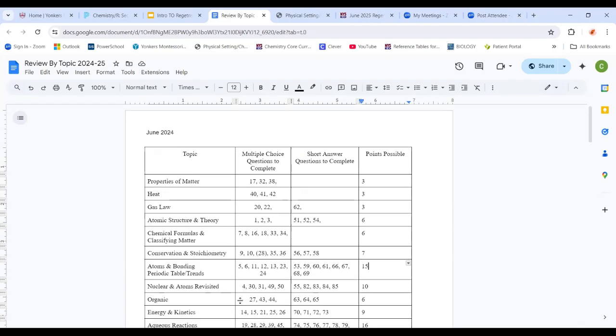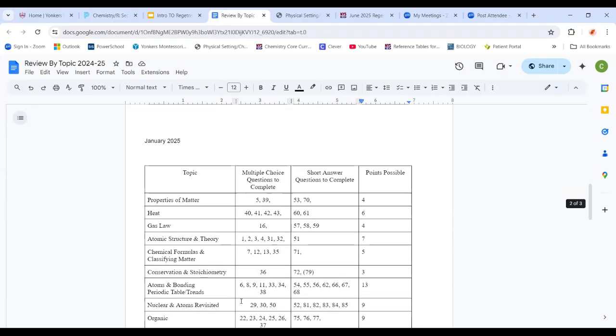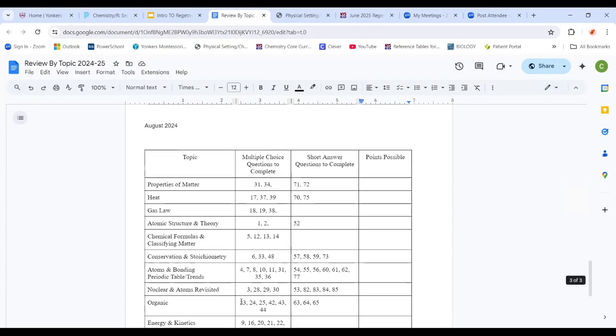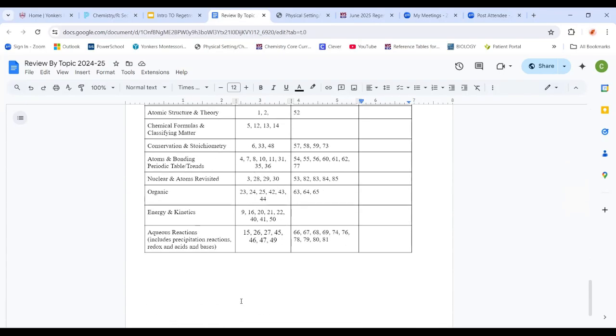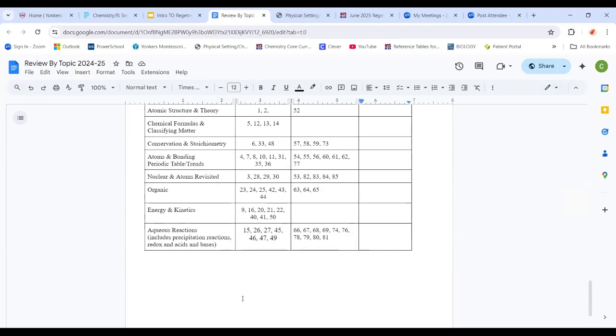This is for the last three regions, June 2024, January 2025, and August 2024. So this allows you to just say, I'm going to just review atoms, bonding, and periodic table. So this means you're just going to do those questions that day that you're studying, right? So it's up to you how much time you plan to spend studying, but you should have a plan.